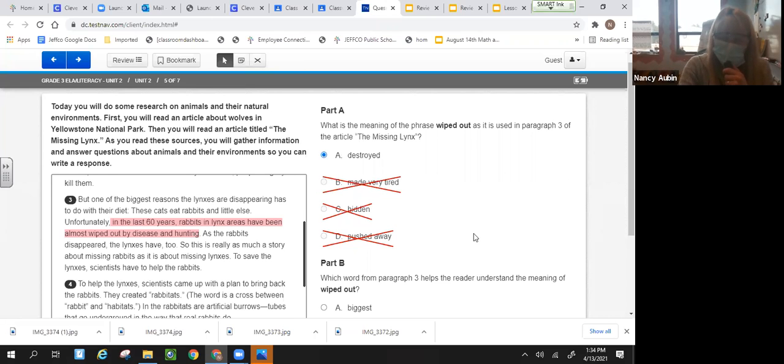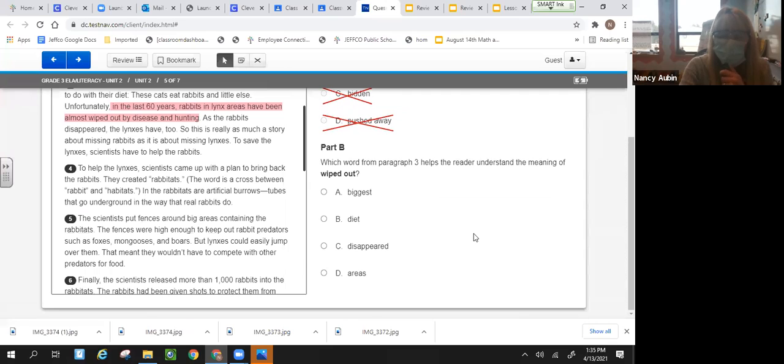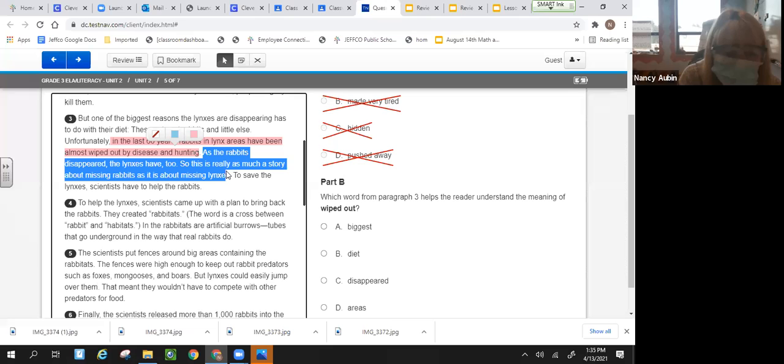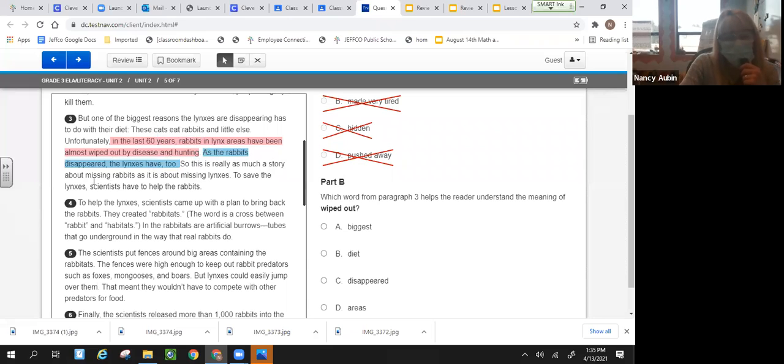All right, part B, which word from paragraph 3 helps the reader understand the meaning of wiped out? Biggest, diet, disappeared, or areas? Now, if I go back to the text, I can see the second sentence where it says, as the rabbits disappeared, here, I'm going to put that in blue. As the rabbits disappeared, the lynxes have too, which means they're what? Destroyed. They are wiped out. They are gone.